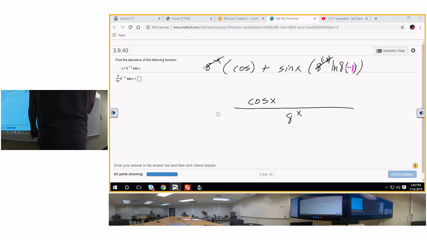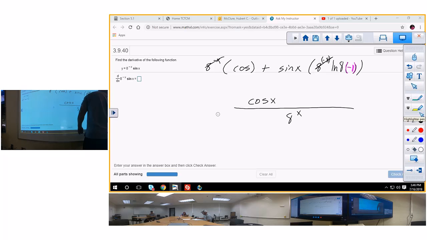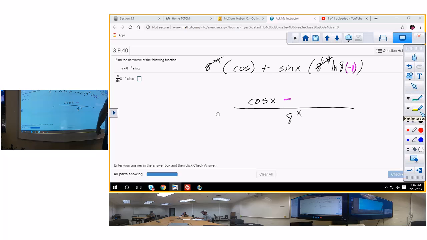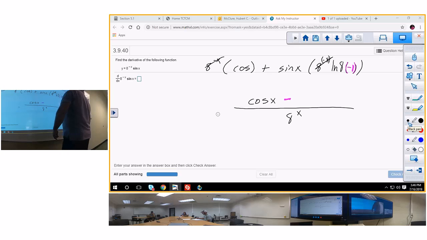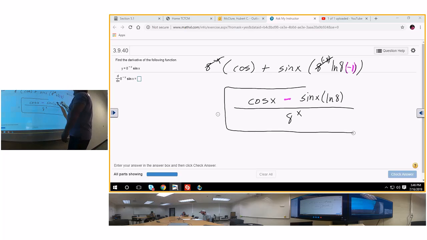And that negative right here will come out front. So here, I'm going to make a magenta negative because that represents that negative 1. And that's where you'll get the problem wrong. And you can write sine of x times the natural log of 8, or you can say natural log of 8 times the sine of x. That should be what we got the last time.